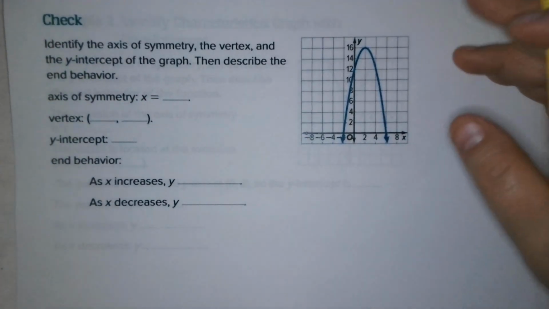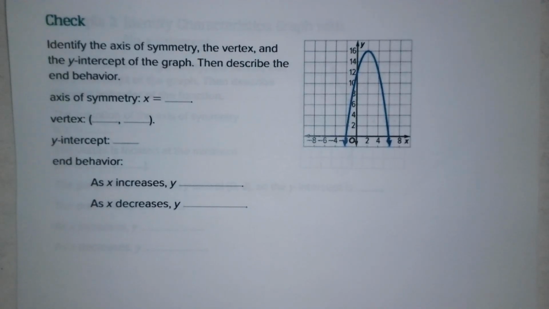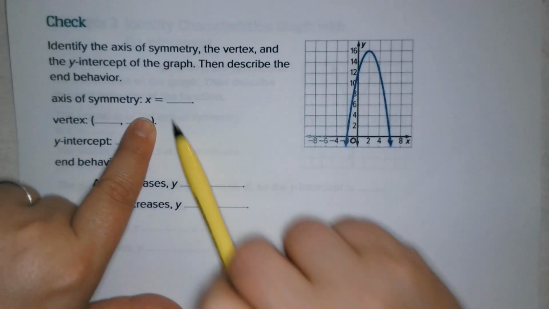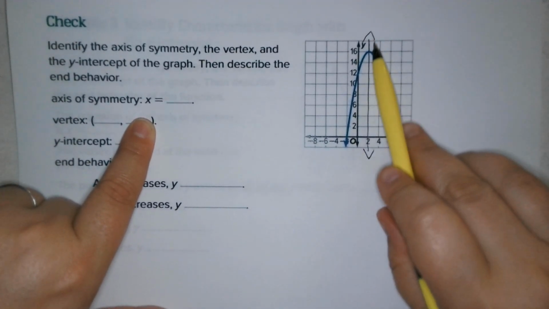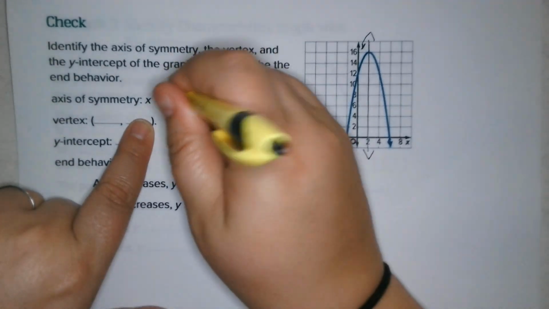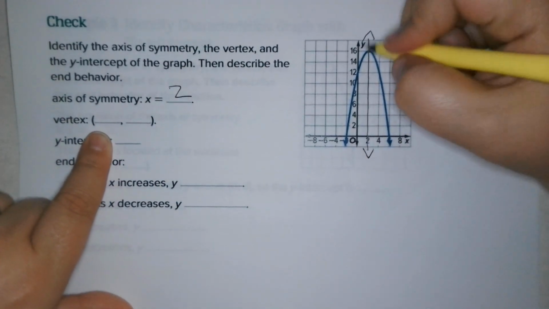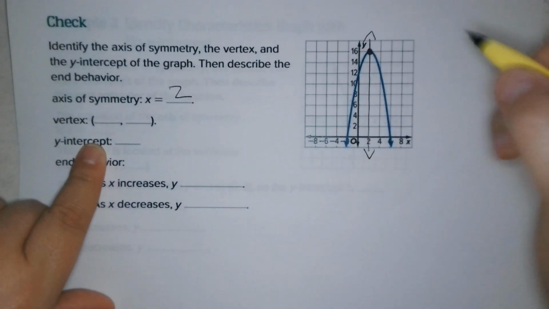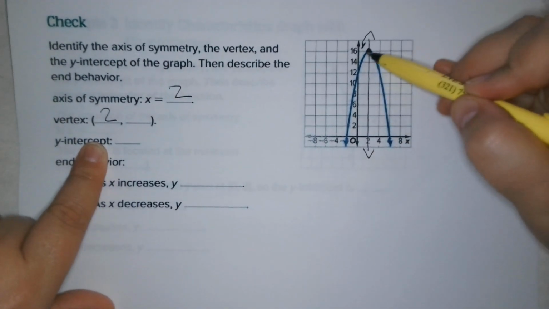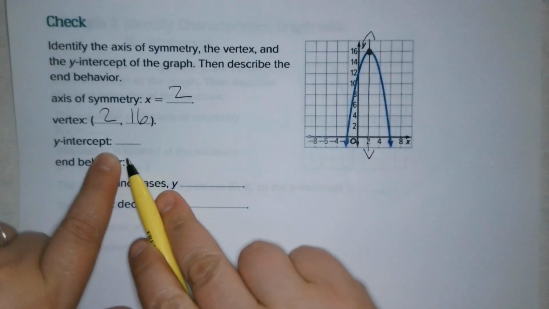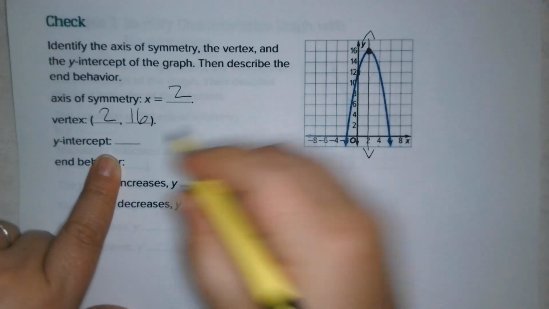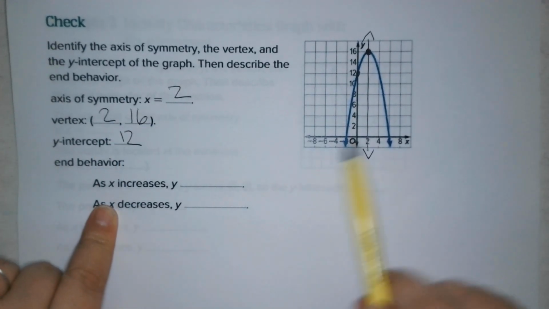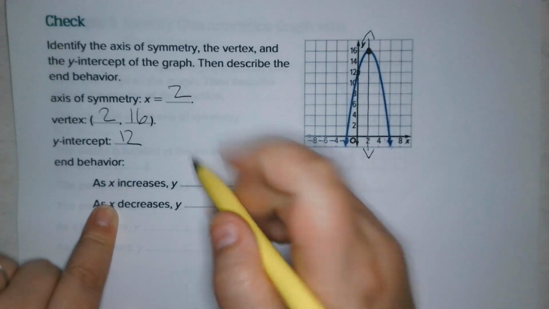Okay? Go ahead and pause your video. You're going to do this check on your own. So my axis of symmetry, find that top point and draw a line. Boop. Where does it cross? X. It crosses X at 2. That's my axis of symmetry. The vertex is that highest point. It's going to share that 2 for X. What is Y? 16. The y-intercept, here's my y-axis. It crosses right there at 12. As X increases, Y is decreasing.